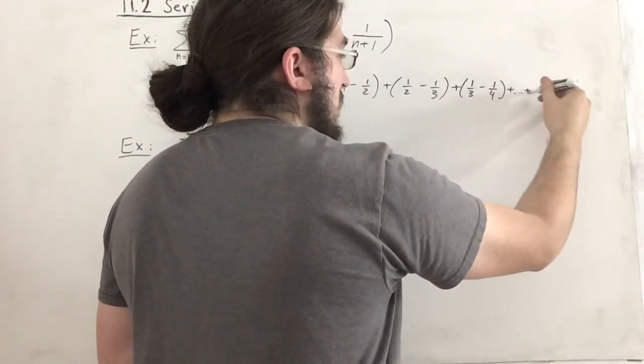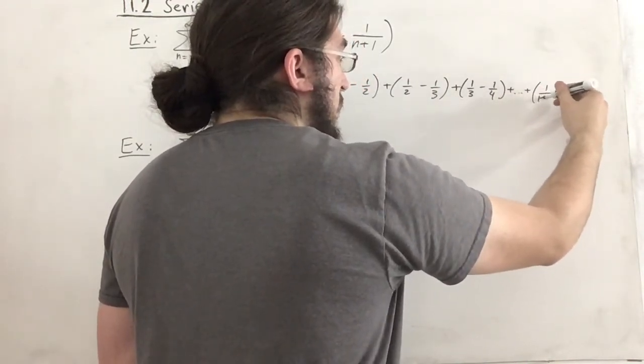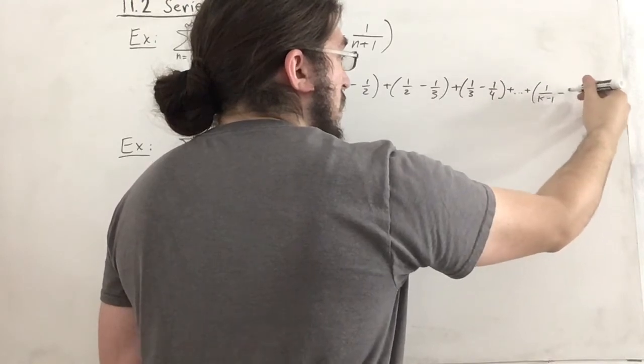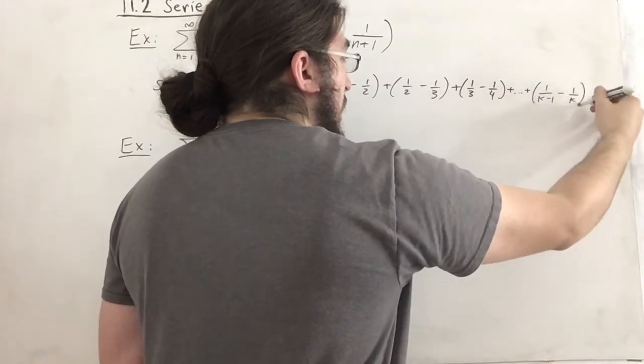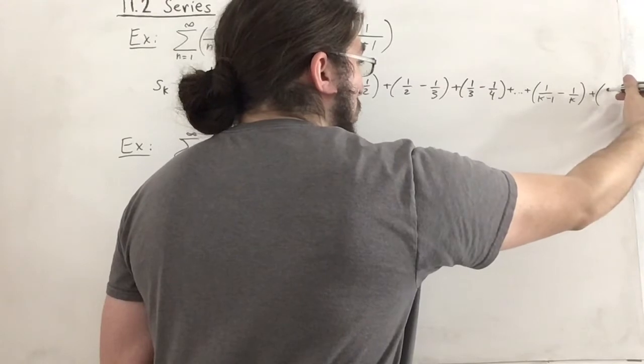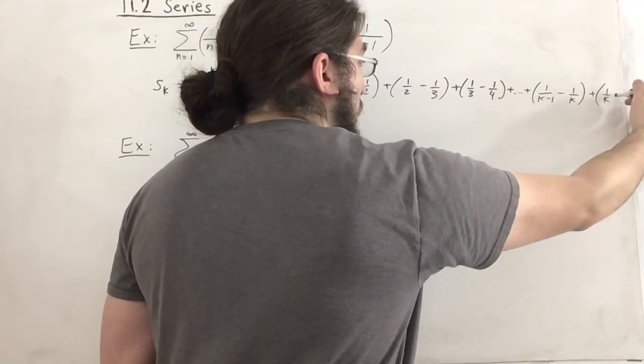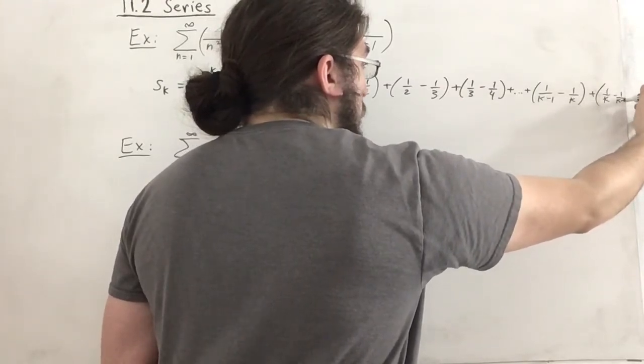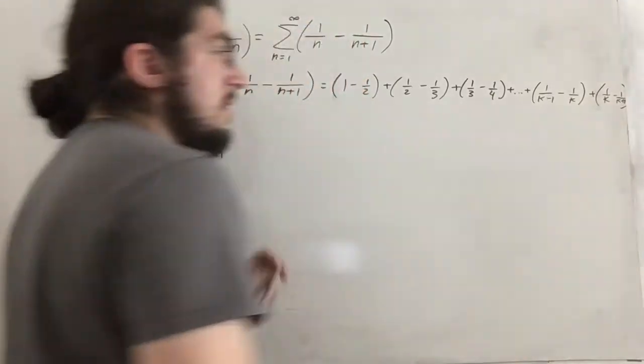So the second to last one is going to be 1 over k minus 1 minus 1 over k. And then finally the last one, hopefully I have a space here, is going to be 1 over k minus 1 over k plus 1. Kind of ran out of space there a little bit.